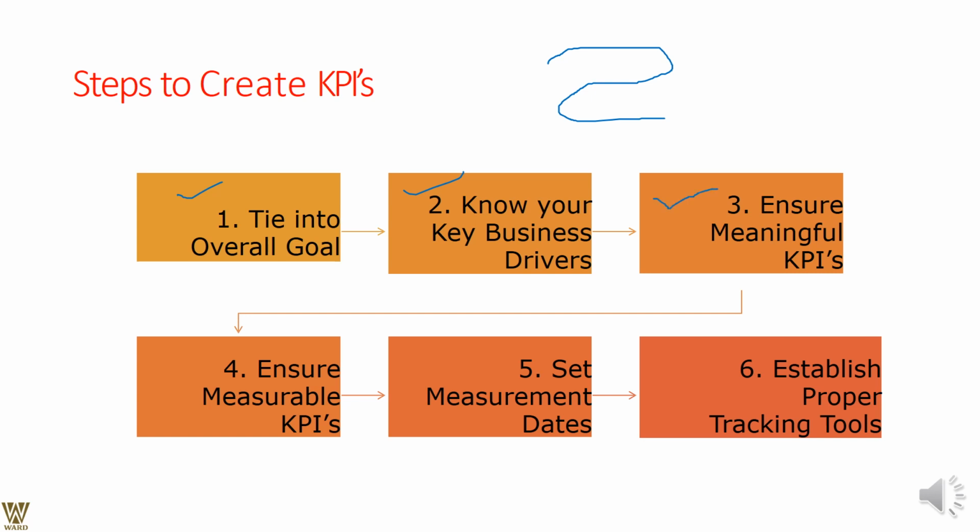The meaningful KPIs ensure the measurable KPIs. First and foremost is meaningful KPIs. The second one is measurable. Can you measure it? Remember, anything and everything that can be measured can be improved upon. Similarly, set the measurement guidelines, by what dates you want to finish it, and establish a proper system of tracking tools. These things are very essential for creating KPIs.